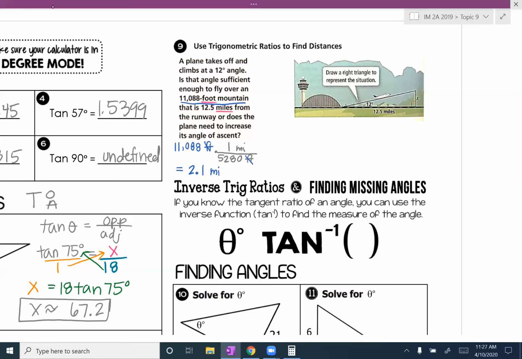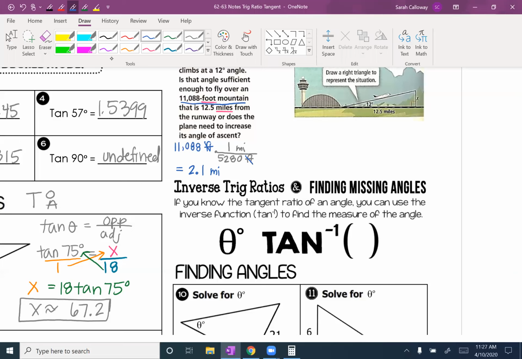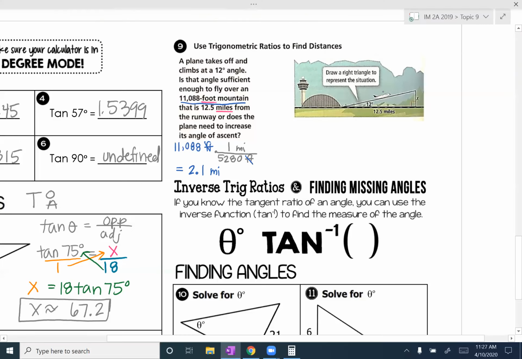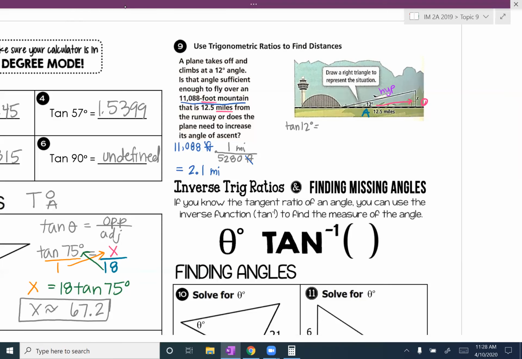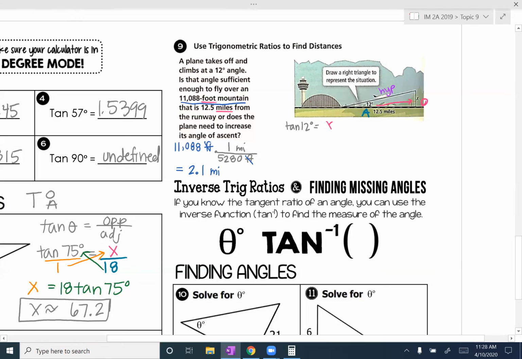So if I'm looking at the triangle that they had drawn for us, we're identifying the hypotenuse. The hypotenuse is the path of the plane. Since the angle is that 12 degrees over here on the left, that means that the side opposite is the x, and the side adjacent is 12.5 miles. So if we use tangent equals opposite over adjacent, that's going to give us that tangent of 12 degrees is equal to x over 12.5.